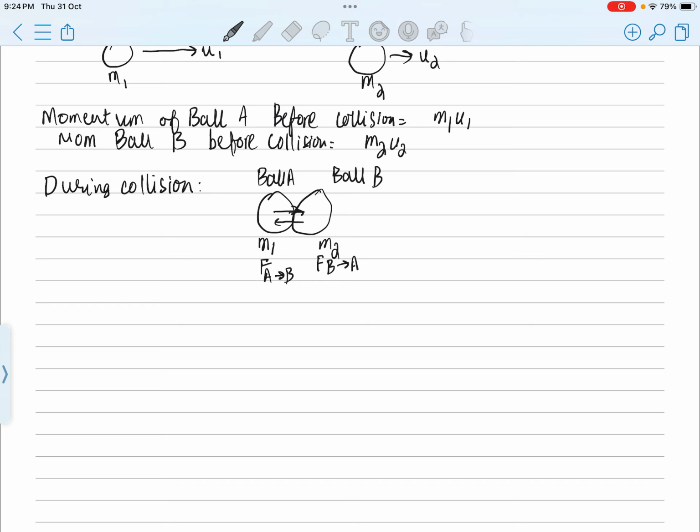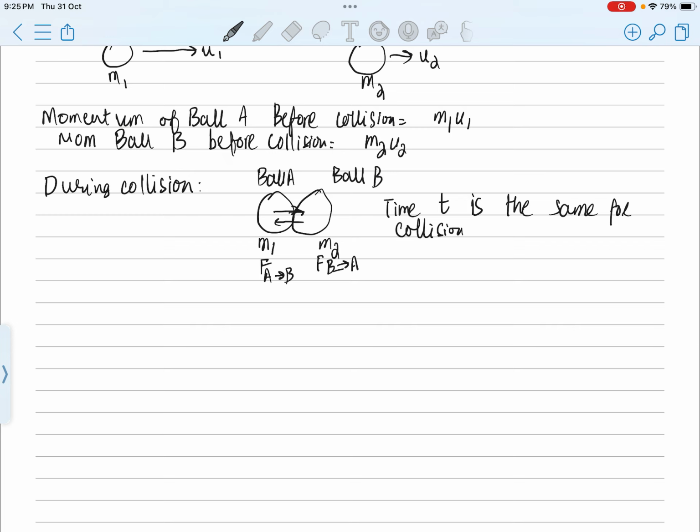So the force exerted by ball A on ball B, we call it FA/B, and in turn the force exerted by ball B on ball A, we'll call it FB/A. So these two forces are equal in magnitude and act in opposite direction and act for the same amount of time. The time t is the same for the collision.